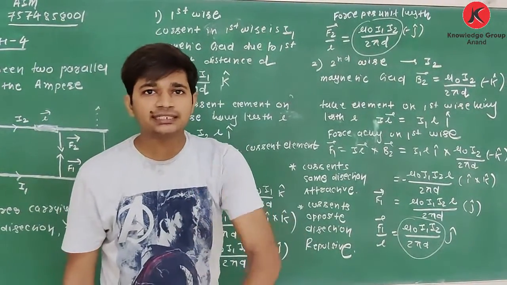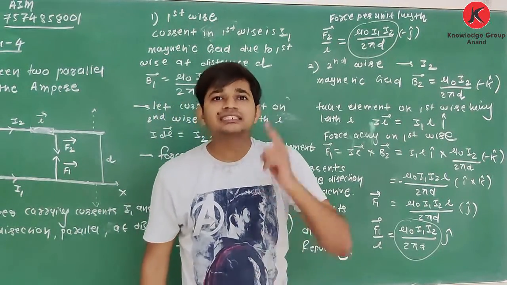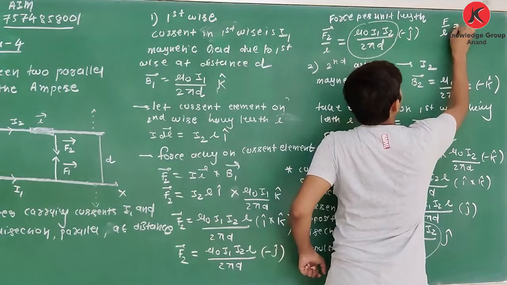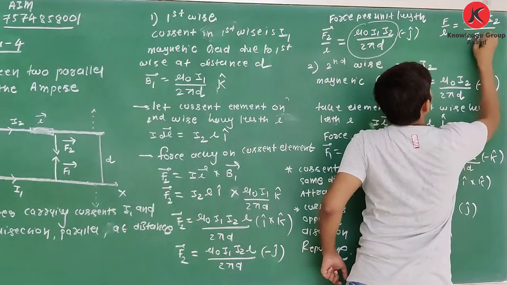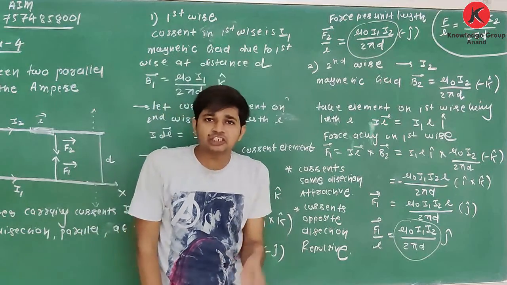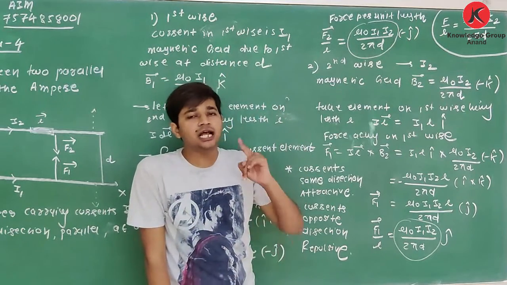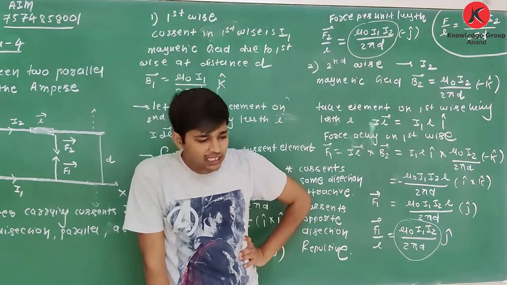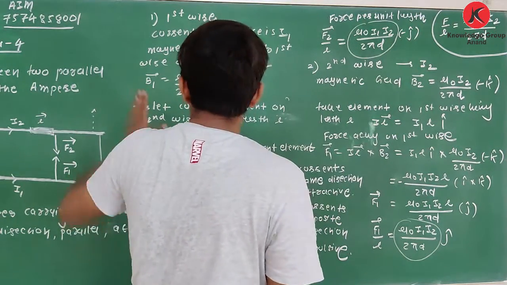So yes, what is the conclusion? If you have two wires having currents I1 and I2 separated by distance d, then force per unit length is μ0 I1 I2 upon 2πd. If currents are flowing in the same direction, there is an attractive force between them. If currents are flowing in the opposite direction, there is a repulsive force between them. Clear about this? Okay, so yes, it is one important topic: what is the force between two parallel currents? The ampere.